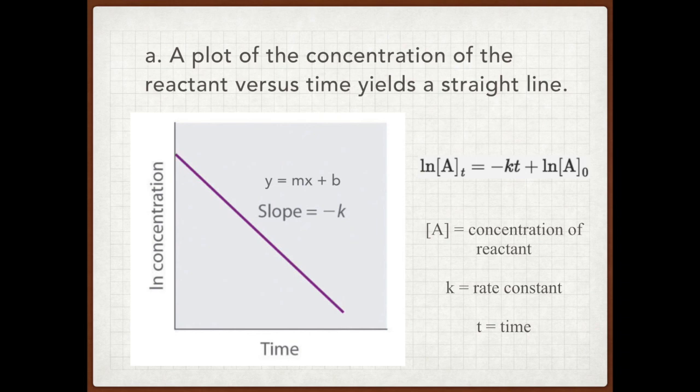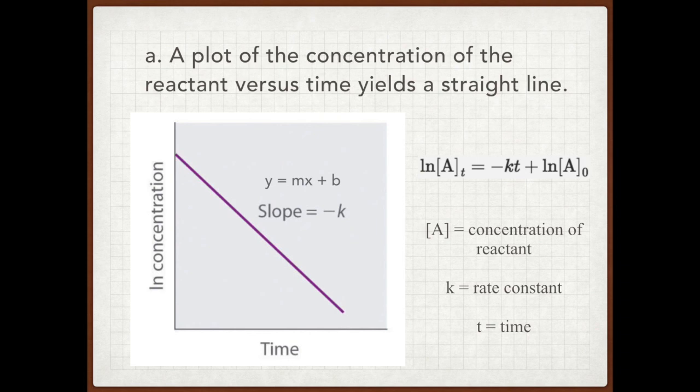Let's first look at part A. Here's a visualization of what the plot of concentration versus time would look like. Time would be on the x-axis, and the natural log of the concentration of the reactant would be placed on the y-axis. The slope would be a straight line with a value of negative k.